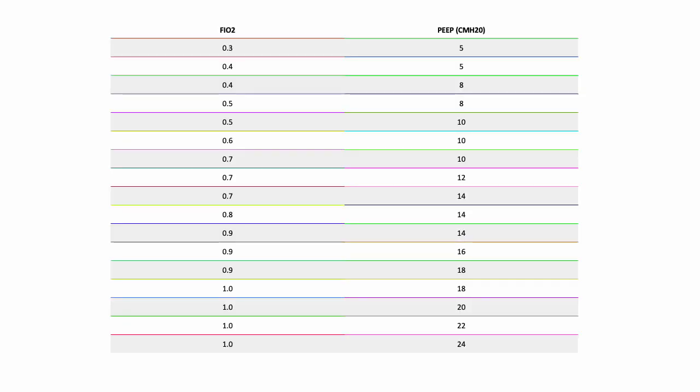So this is the PEEP titration table from the ARDSNet paper. As you can see, they go up to very high levels of PEEP, even up to 24, which would not be a common situation that you would see very often.